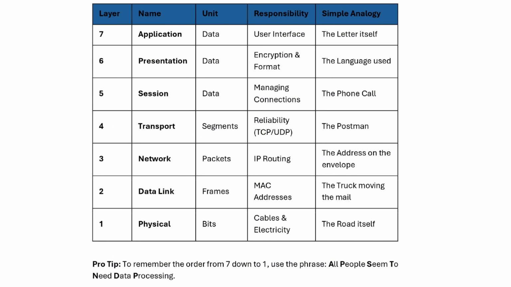If you want to understand this with a simple analogy, it would be the road, the truck moving the mail, the address on the envelope, the postman, the phone call, the language used, the letter itself. Also, a pro tip to understand these layers from 7 to 1 is to use the phrase "all people seem to need data processing."